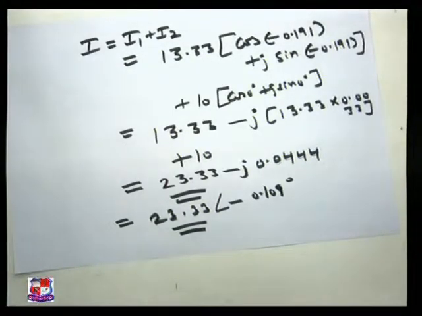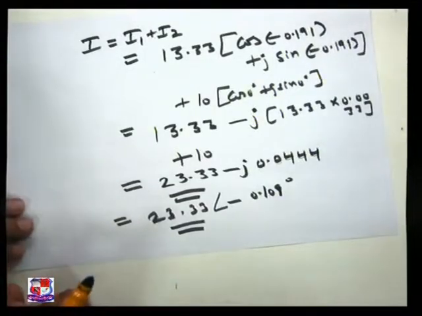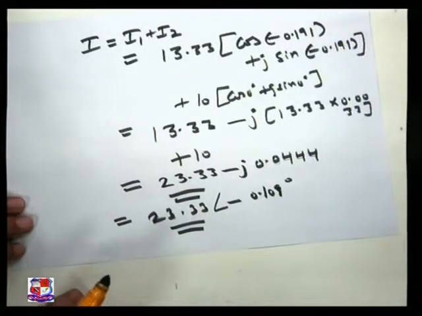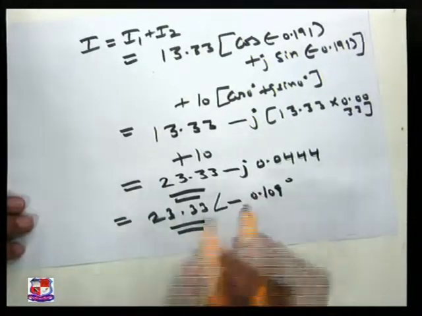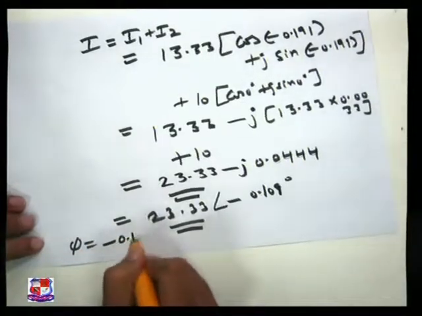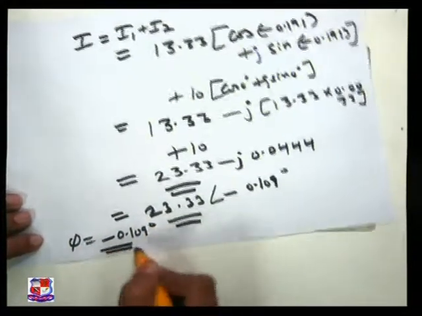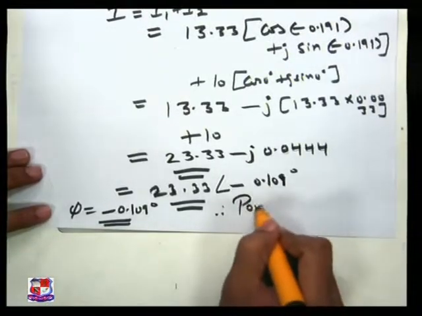Then this is the second part that is asked: given first the current in each branch, then the total current supplied, and then the power factor of the combination. Of the combination means if you are taking that total current, I equal to I1 plus I2, what will be the power factor? Power factor is given as cos phi. Here phi is minus 0.109 degree.